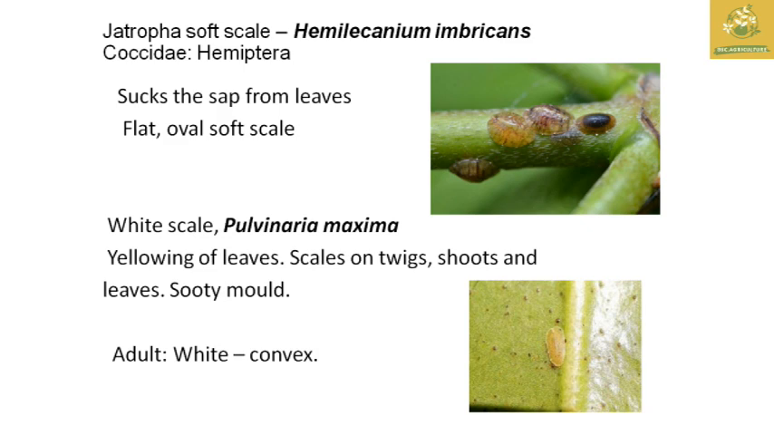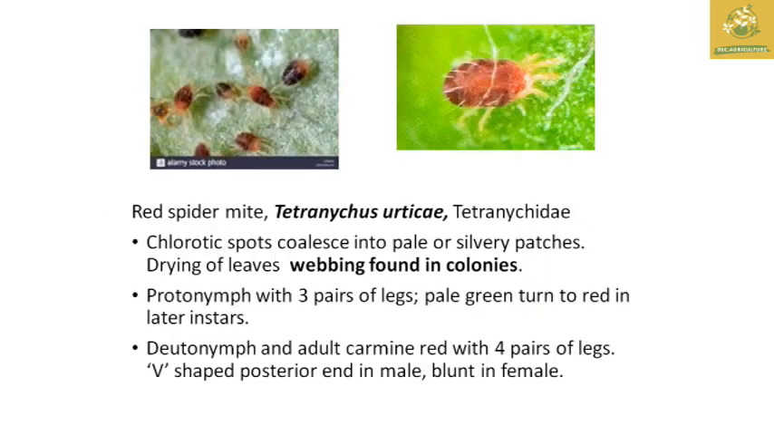And there is also the Jatropha soft scale, where the scientific name is Hemilecanium imbricans, the family is Coccidae and the order Hemiptera. These insects suck the sap from plants, and are flat or oval soft scales. And there is another one, a wax scale, where the scientific name is Pulvinaria maxima, which shows the symptom of yellowing of leaves. The scales are found on twigs, shoots as well as leaves, which leads to secondary infection like sooty mold on the Jatropha plant. The adult is convex and white in color.